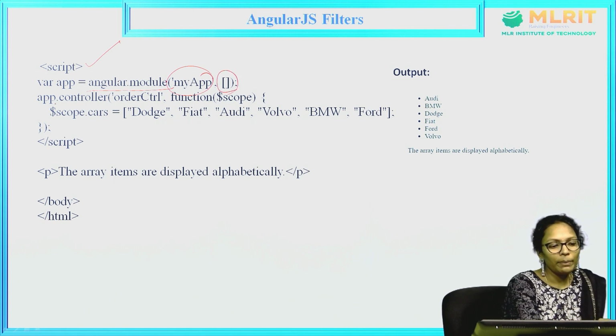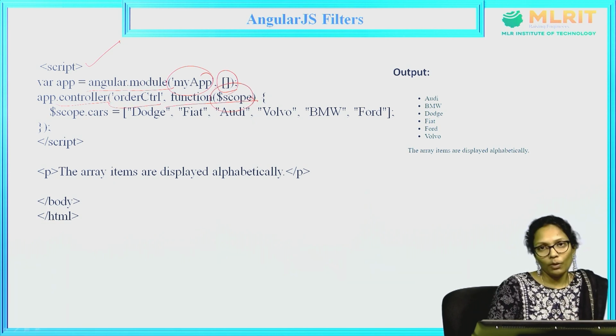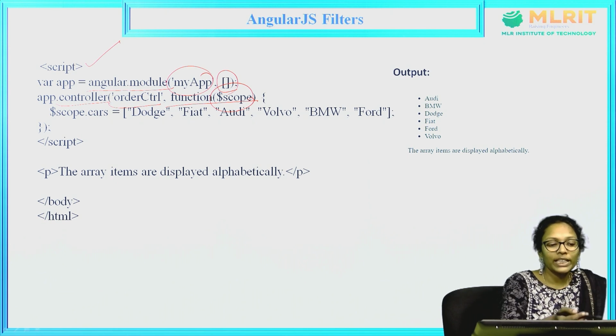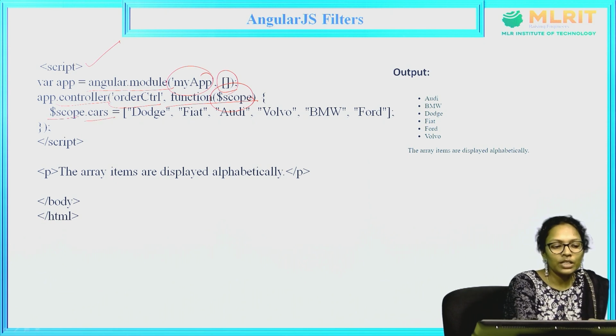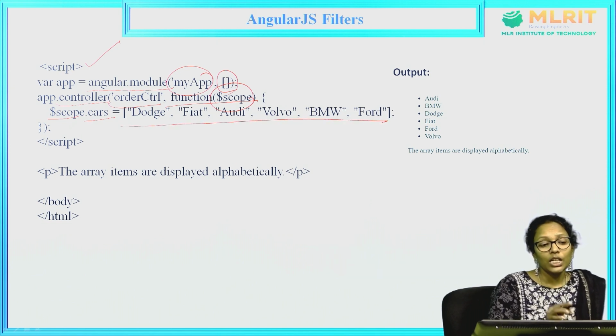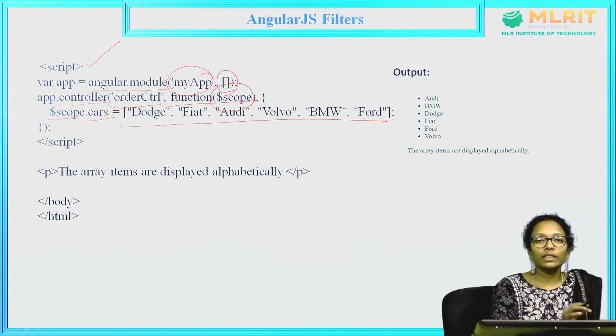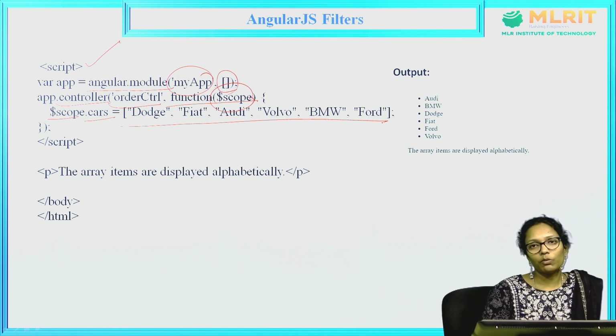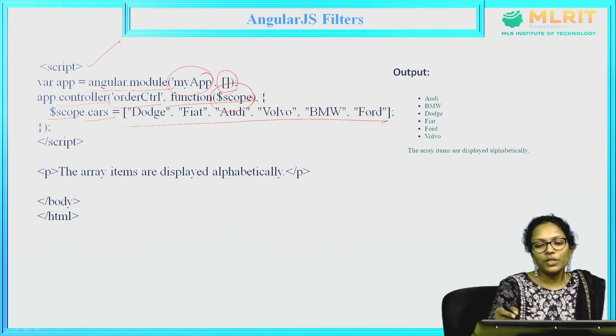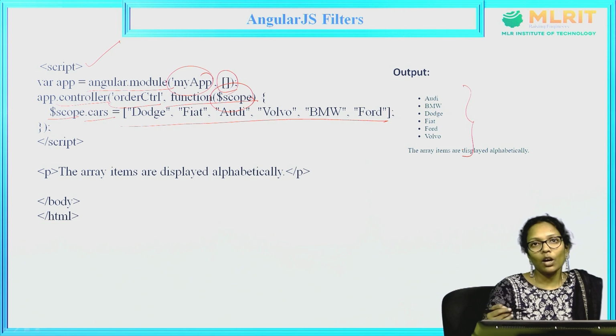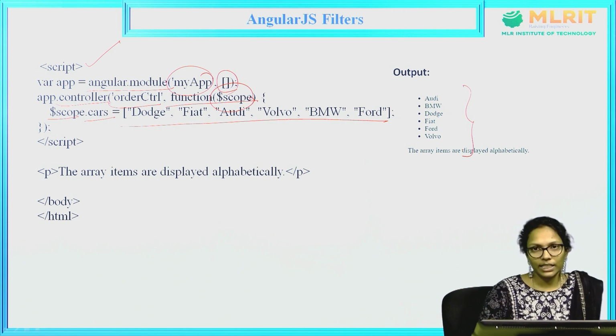So for this app, I am applying the controller. The controller name is orderControl, and the function with one parameter object, that is $scope. So I need to access the variable cars using this $scope. So $scope.cars is equal to an array of values. So for all these values, the filter will be applied and it will be displayed in the form of ascending order. So if you observe, the output is this one, ascending order. The output will be in the ascending order.